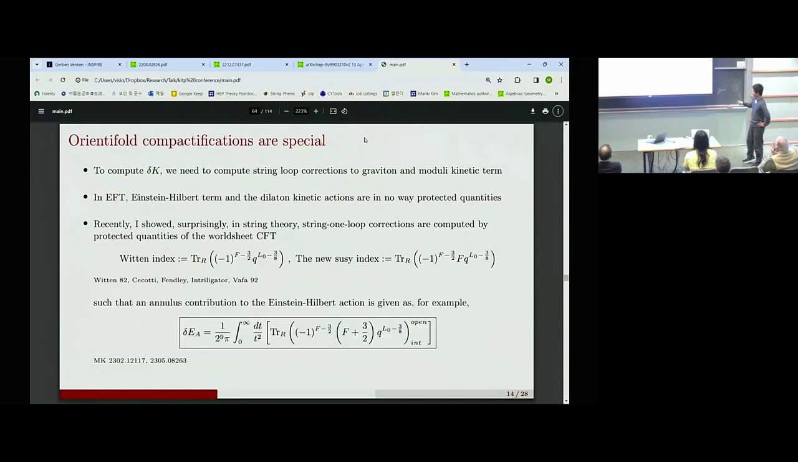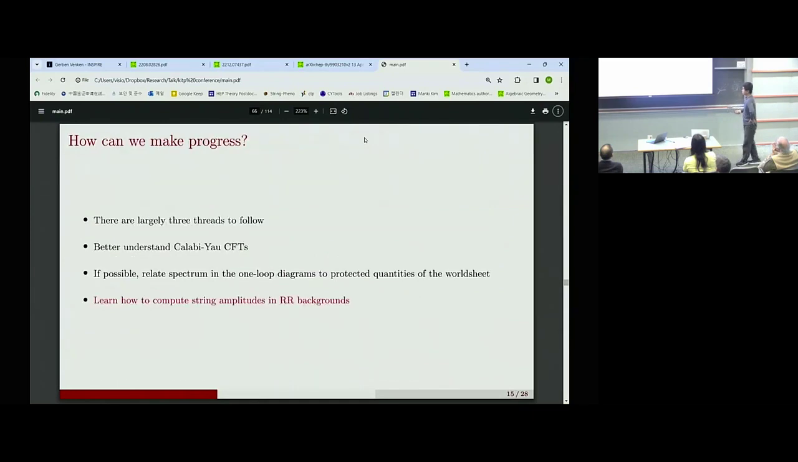Such that, for example, if you compute an annulus contribution to the Einstein-Hilbert action, this is the formula that you get. So it is really computed by those protected quantities. So what I want to emphasize is that Calabi-Yau compactifications are not generic 4D N=1 low energy EFTs. So there could be some mileage we can get out of that. Okay, and this is not only the case in type II, this also happens in heterotic string compactification. So it seems to be quite a universal phenomenon. Then let's talk about how to compute string amplitudes in Ramond-Ramond backgrounds.